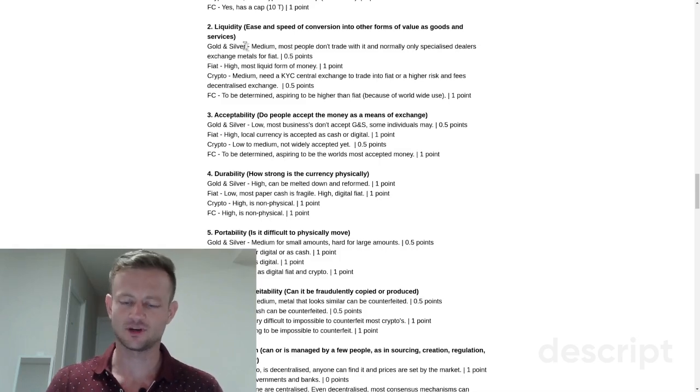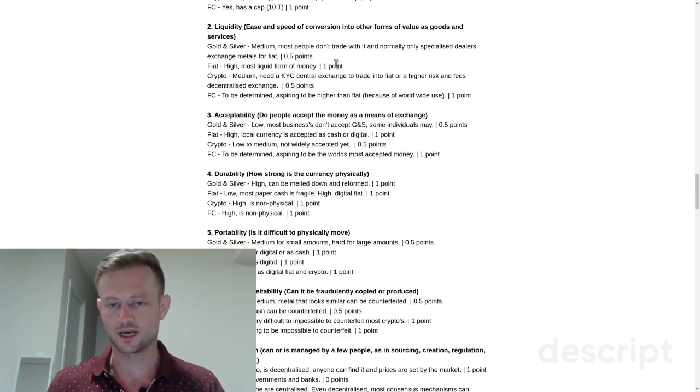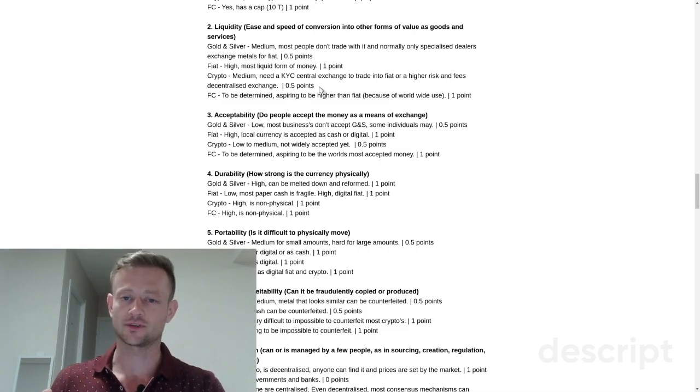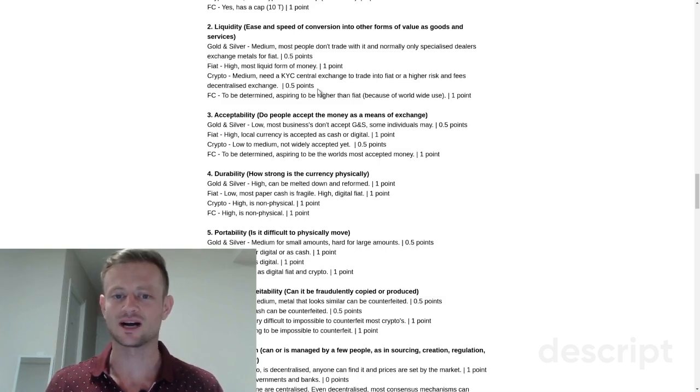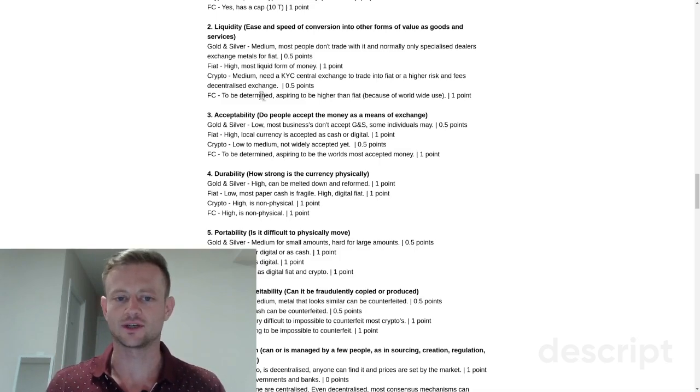Gold and silver, medium. Most people don't trade with it, and only specialized dealers actually exchange those metals for fiat. So then you can actually spend that money. 0.5 point, 1 point for fiat. Crypto, not very liquid. Personally, I had a lot of trouble buying crypto and selling it, converting back into fiat. This 0.5 points, I feel, is actually being quite generous. I think it's not very liquid at all. Some people in different countries using different platforms may have had better luck, but it's not very good overall.